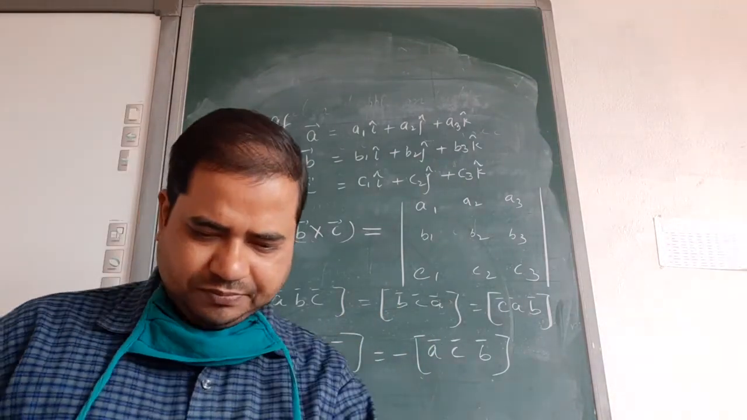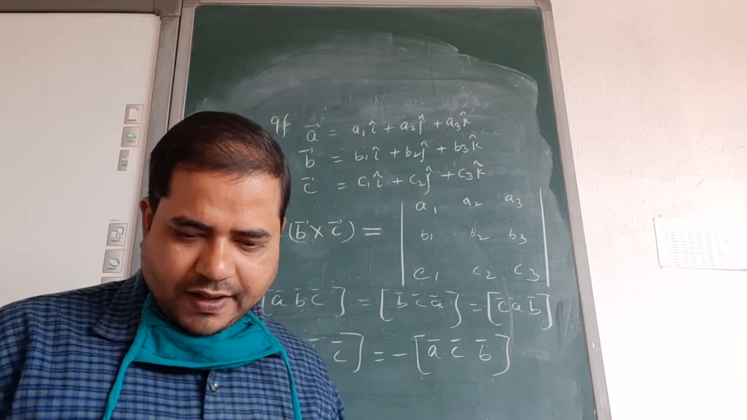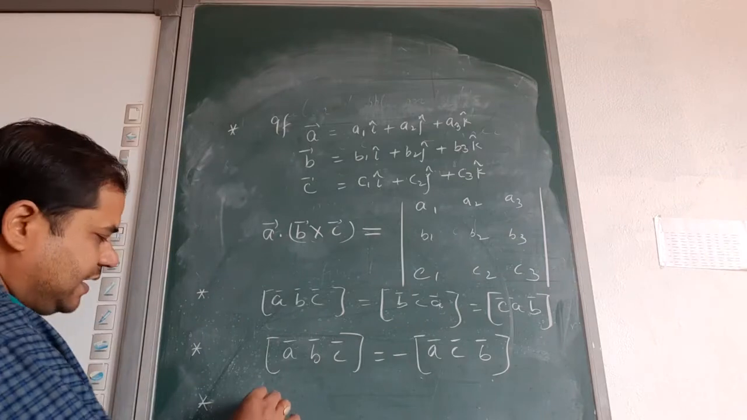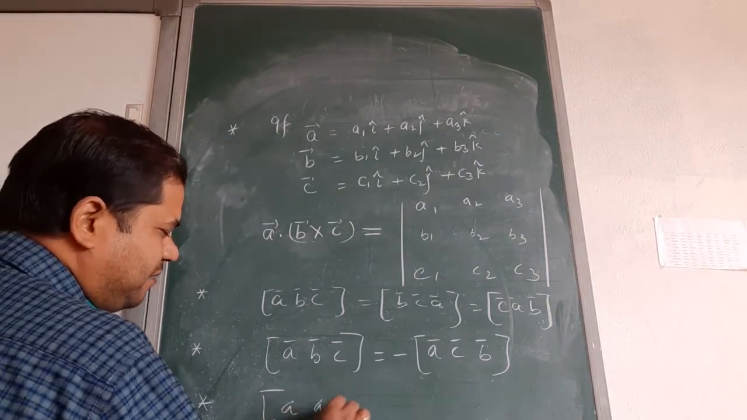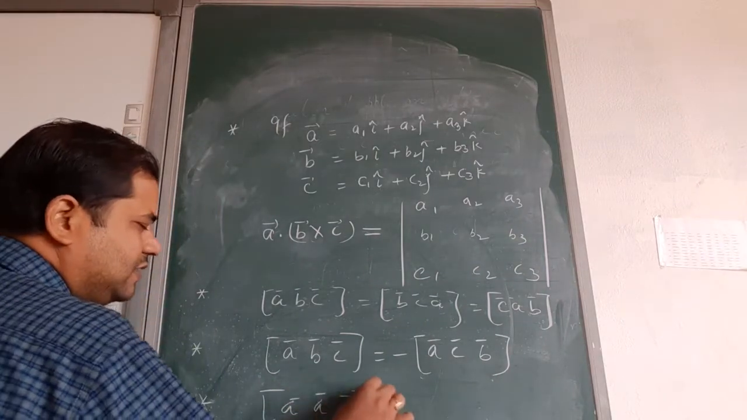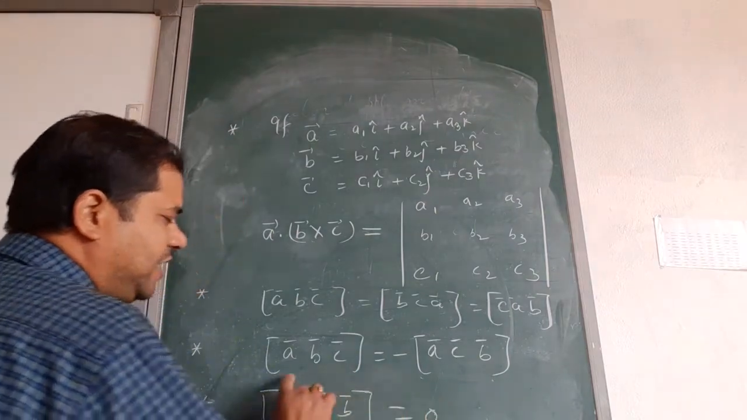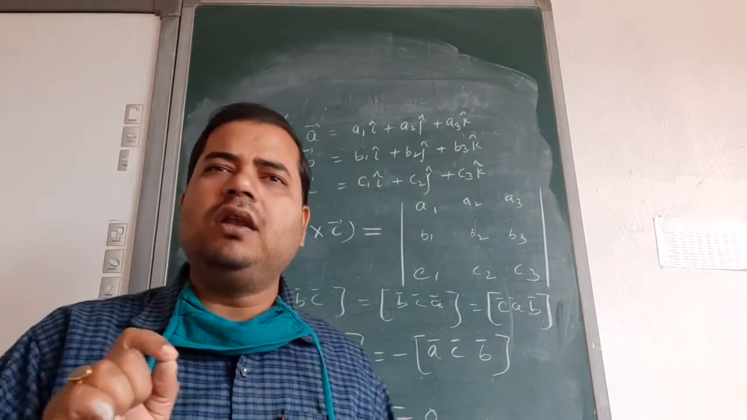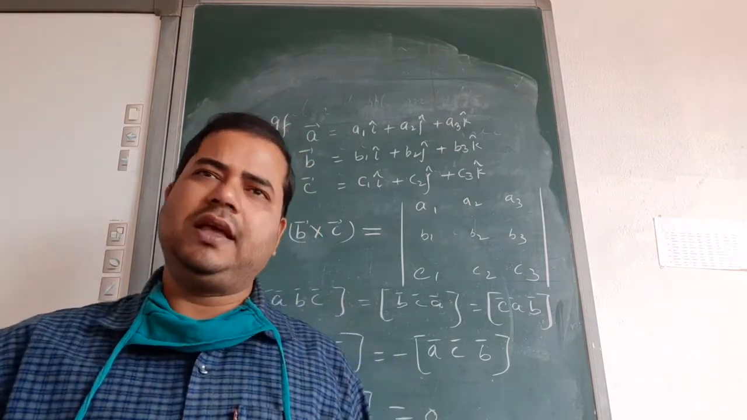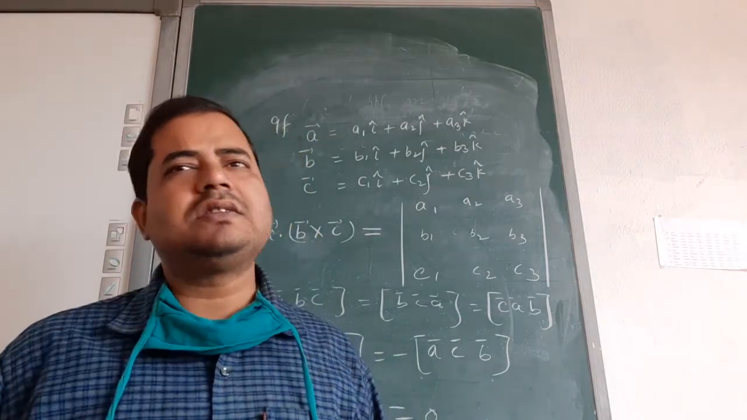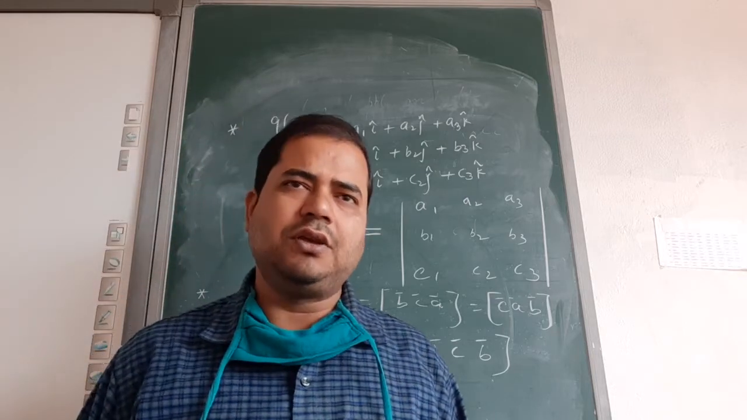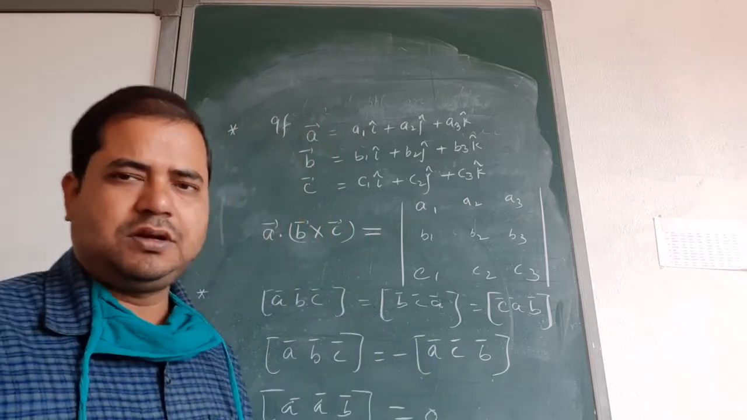Now next one, if any two of them are the same, like [A A B], [A B B], [B B A], [A B A], the value of this particular scalar product is 0. Clear? Note it down.